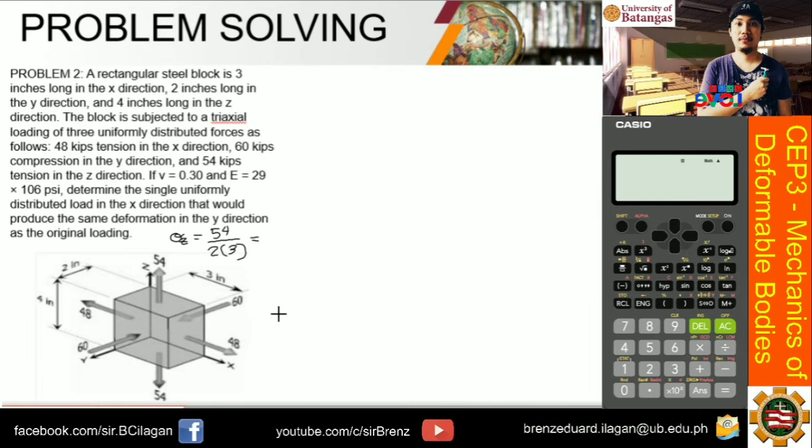We'll compute it later. Next is the stress in the X direction, which is tensile. So sigma X is equal to 48 divided by the area. Knowing that this side is 2 and this one is 4, that is divided by 2 times 4. And for Y, it is in compression because it is pushing. So the stress in Y is equal to 60 divided by this area, which is 3 as shown in the figure, and the height is 4. Okay, so let's compute each stress.